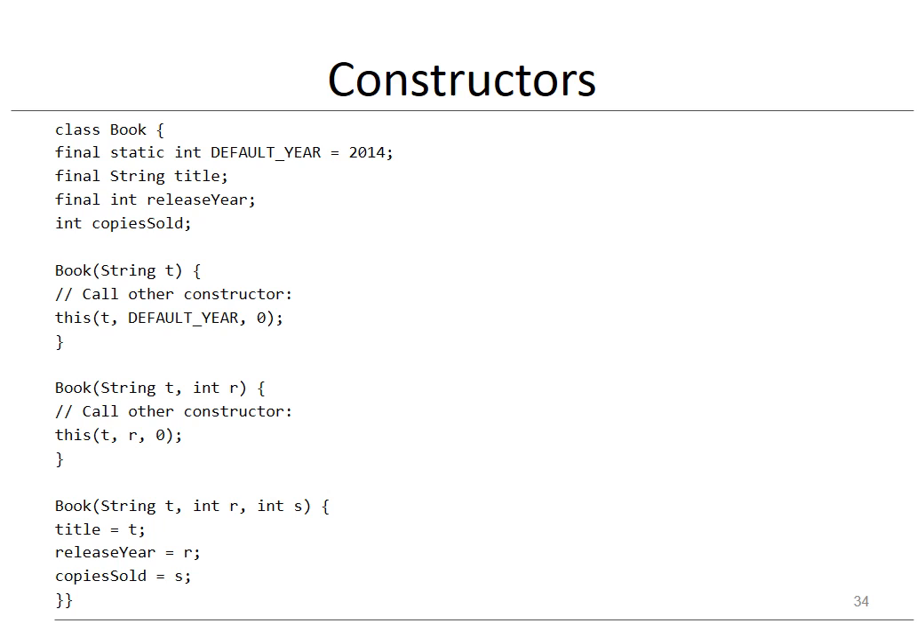Let's look at the first constructor. Using the keyword this, we call the third constructor with the three input arguments t, default year, and 0. Likewise, the second constructor also calls the third constructor with the input arguments t, r, and 0. We will provide more detail about the keyword this in a later chapter.